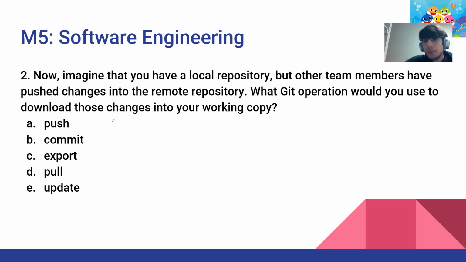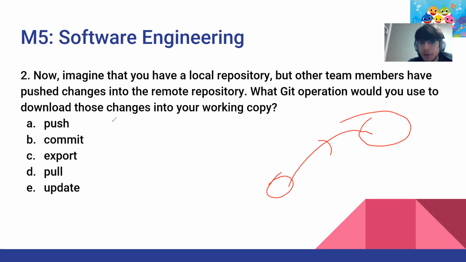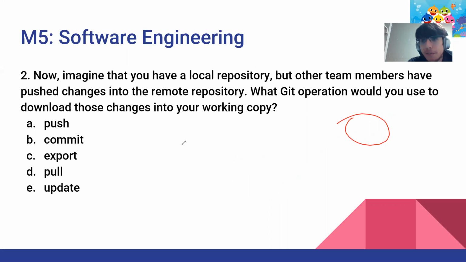A push changes the remote. So we have a remote thing over there and a local thing here, and a push changes the remote based on what's in our local. A pull changes our local based on what's in the remote. And clone, I guess I said this earlier, but clone is the first time when you want to make a copy of what's on the remote on your own computer.